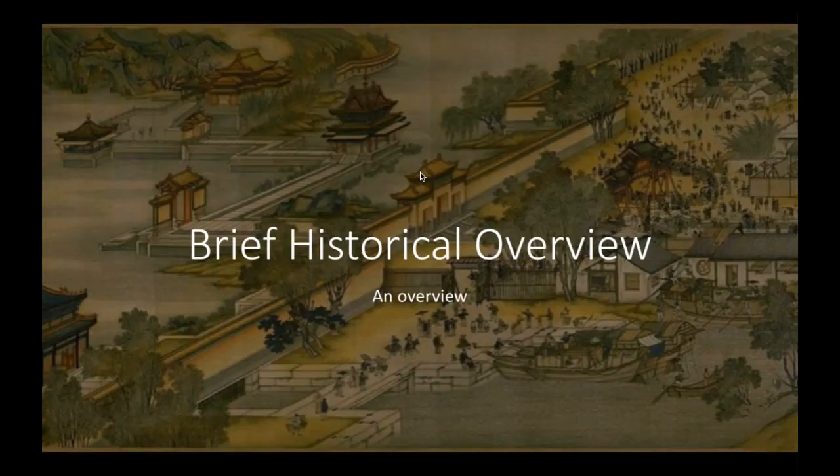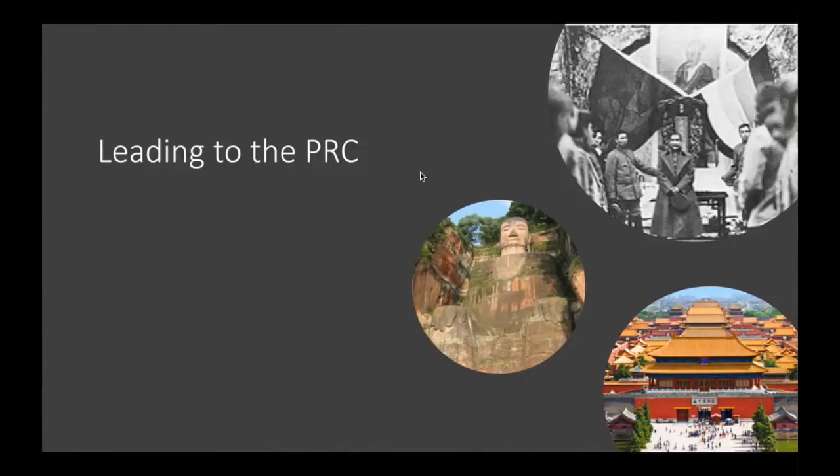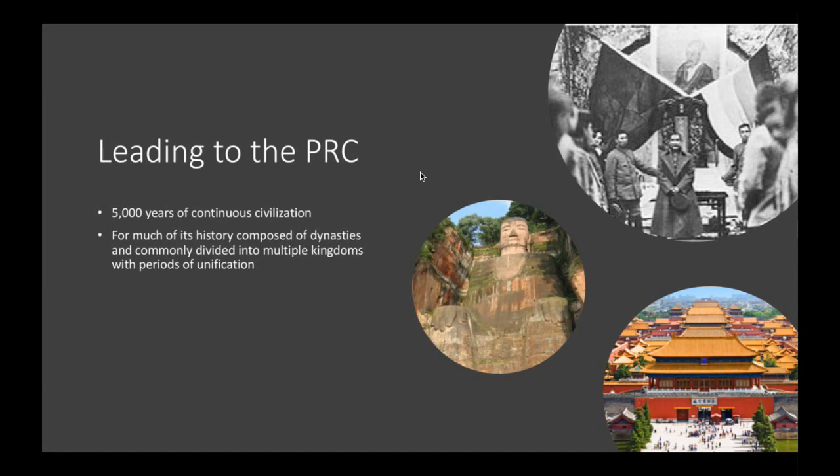Let's take a look first of all at a brief historic overview of China. Now, saying a brief historical overview of China is pretty tricky territory to get into, as China does have 5,000 years of history and continuous civilization. And for much of that history, the country has been composed of dynasties and commonly divided into multiple kingdoms, with brief but very well celebrated periods of total unification, of a greater China: in the olden times the greater Ming dynasty, the greater Yuan dynasty, or currently the unified People's Republic of China.